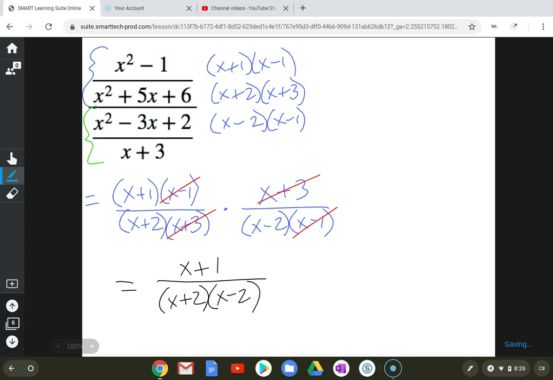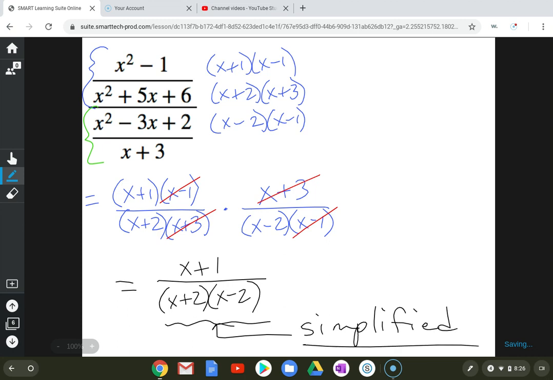You might be tempted to multiply these together. Don't. This is simplified. Factored means simplified. If everything is factored, it's simplified. If you multiply this out, you're actually unsimplifying. So don't distribute it out. Just leave it how it is.